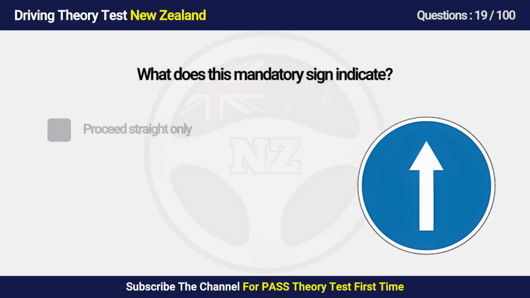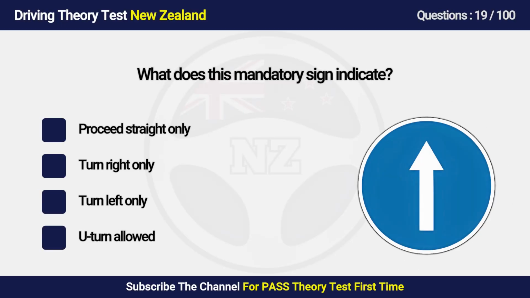Question 19. What does this mandatory sign indicate? A, proceed straight only. B, turn right only. C, turn left only. D, U-turn allowed.